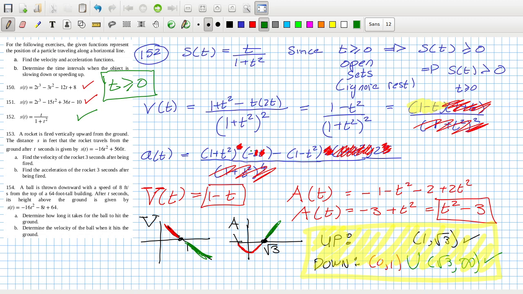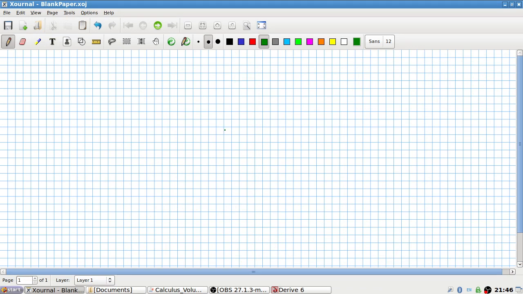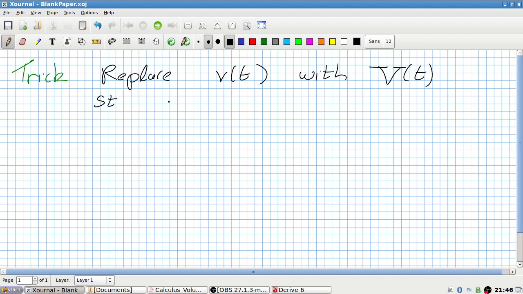Yeah. So I think I'll just finish by making that a little note. So my trick would be to replace b(t) with b(t) such that they have the same sign. So the sign of b(t) is equal to the sign of b(t) for t greater than or equal to 0. So if you do a replacement like that, then the solution will be the same.